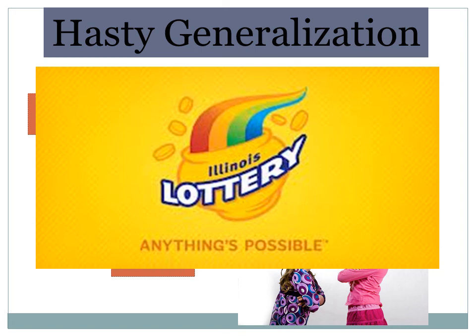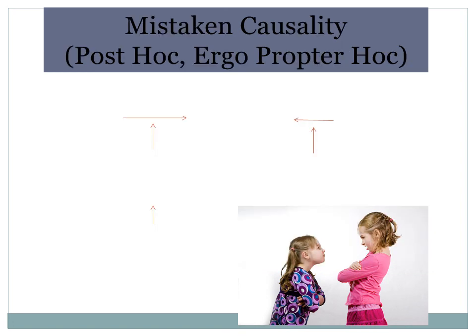They'll point to an example of one person who won millions and millions of dollars and try to convince you that it's a good idea to play the lottery, even though there's quite a few people who played who didn't win. Let's talk about mistaken causality.